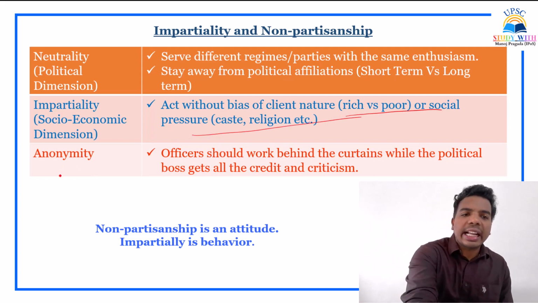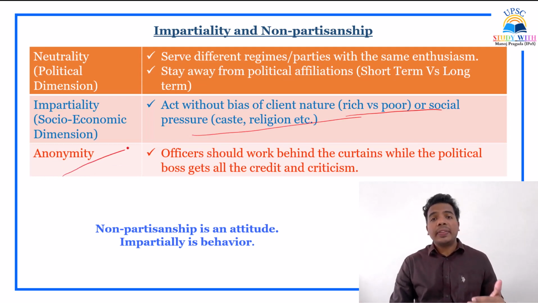And you all know what anonymity is. Anonymity means officers should work behind the curtain, while the political executive or political bosses should get all the credit and criticism. Whenever they get criticism, they will be voted out of power, and whenever they get credit, they will again be voted to power by the public. That is the beauty of democracy.